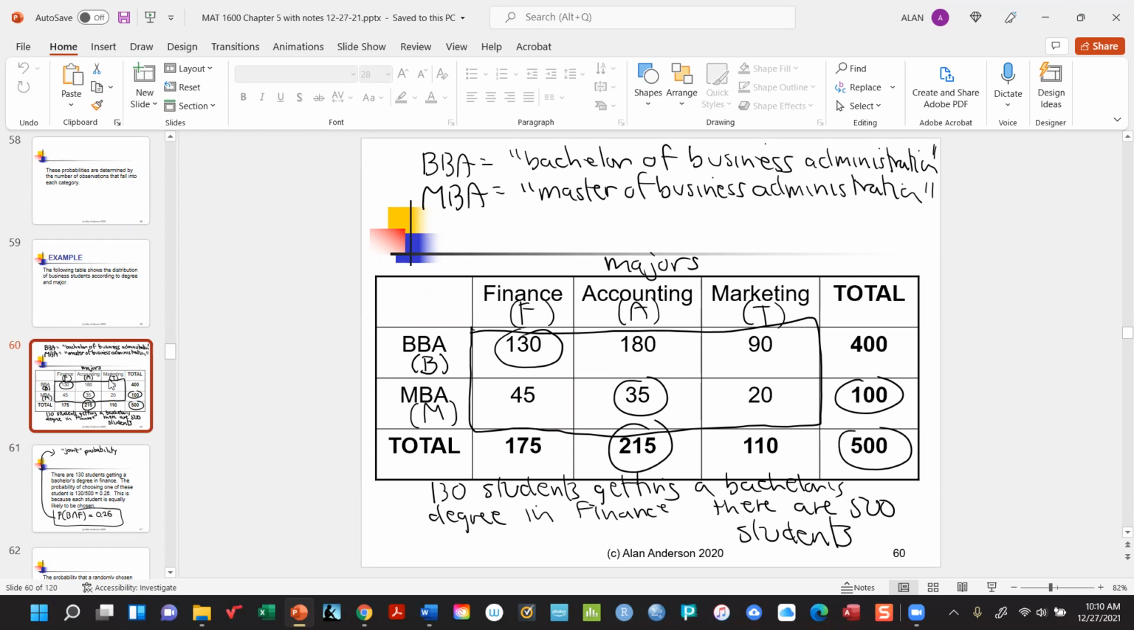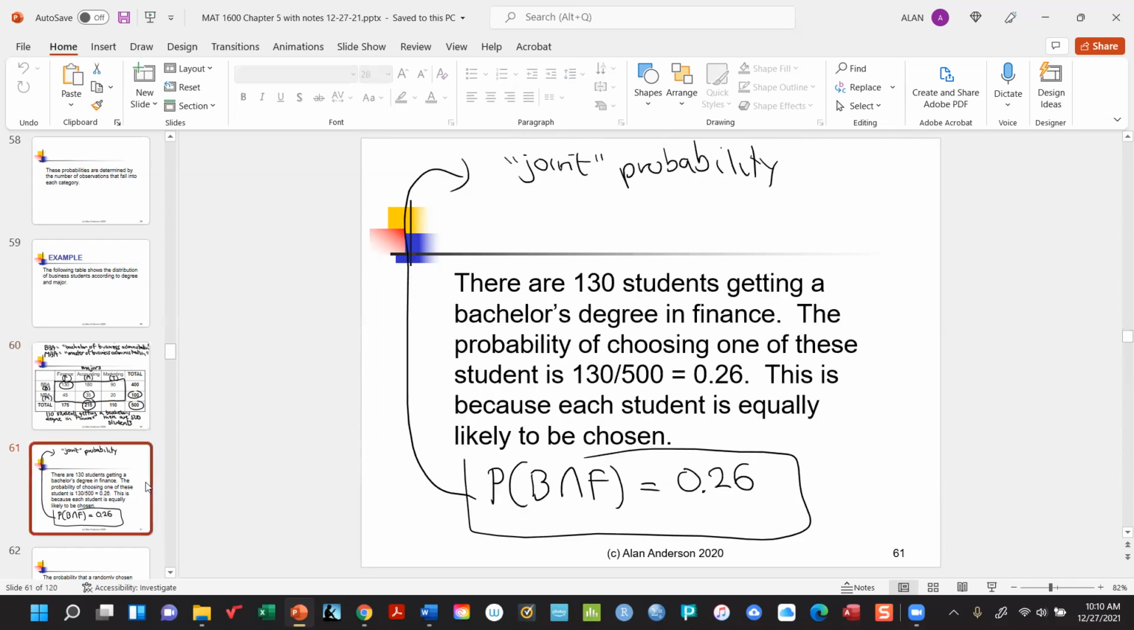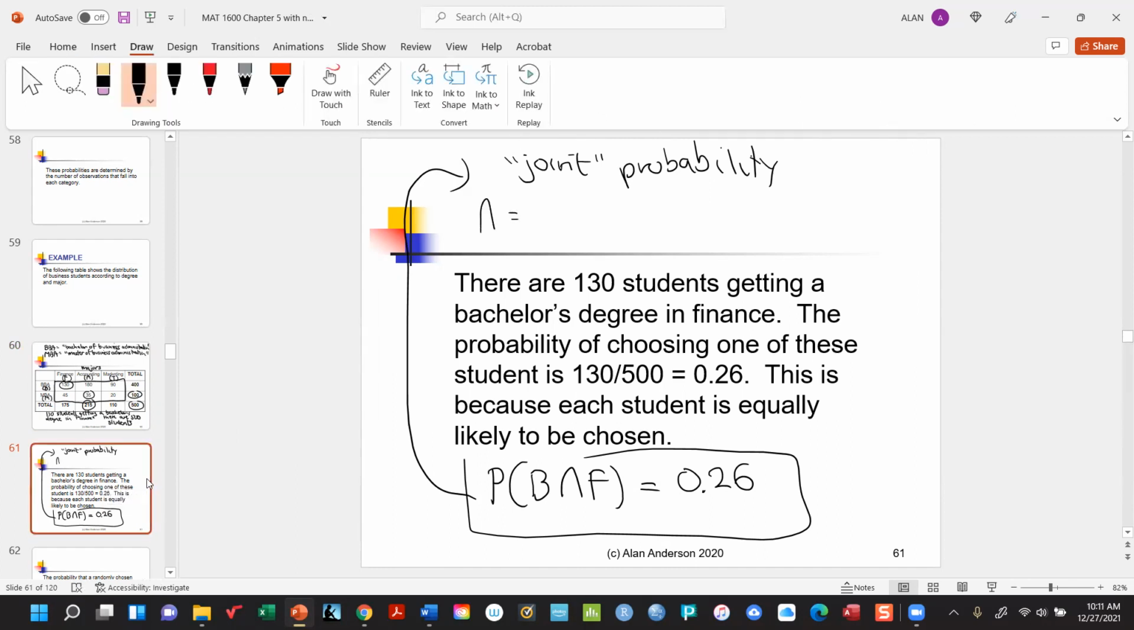It's a very simple concept, because all you have to do is count up the number of people who fall into that category and divide by the size of the entire business school, which is of course 500. So this probability would be 130 out of 500, which is 26% or 0.26. And you notice we can write it with a symbol. Remember, this upside down U is the set operator intersection, which can also be expressed with the English word "and." It represents the same idea. In other words, these are all the people who are both getting a bachelor's degree and majoring in finance. So that's 130 out of 500, or 26%.